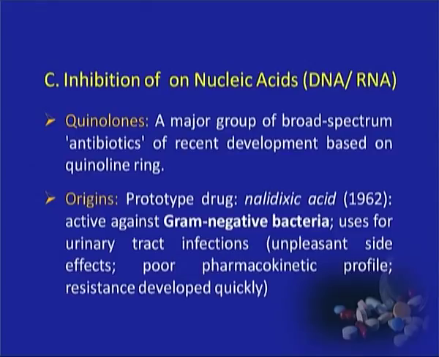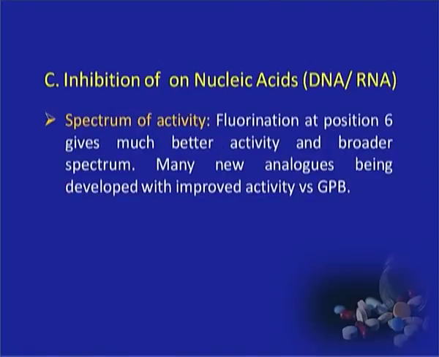These types of antibiotics are active against gram-negative bacteria and they are used for urinary tract infections. They have some unpleasant side effects also because of a poor pharmacokinetic profile, and they develop resistance quickly. Their spectrum of activity: fluorination at position 6 gives much better activity and a broader spectrum. Many new analogues are being developed with improved activity against gram-positive bacteria.